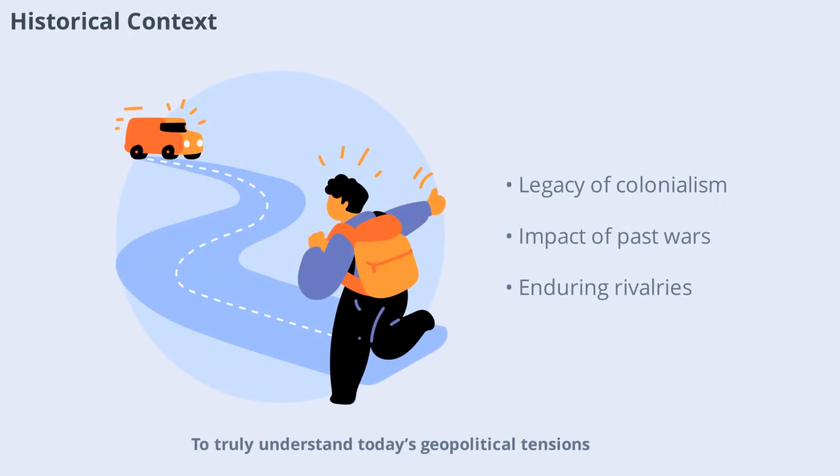To truly understand today's geopolitical tensions, we need to look back at history. Many current disputes have deep roots in past events. Colonialism, wars, and shifting alliances have all left their mark. For instance, the legacy of the Cold War still influences relations between major powers. By examining these historical contexts, we gain insight into why certain regions remain hotspots and why some rivalries persist despite changing times. This perspective is crucial for anyone seeking to navigate the complexities of the modern world.